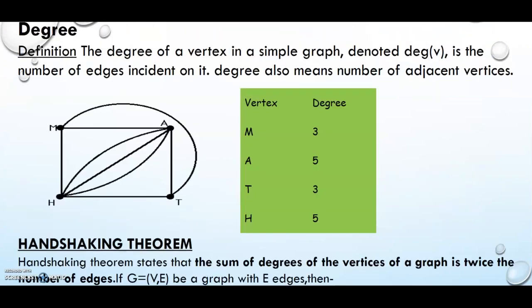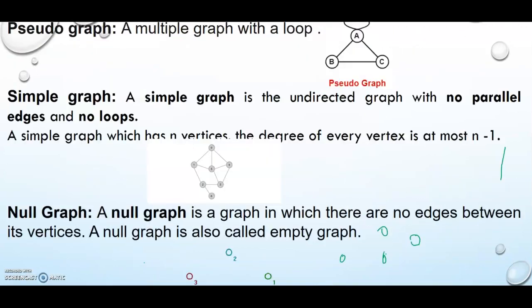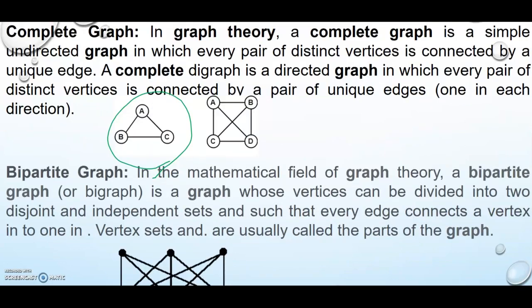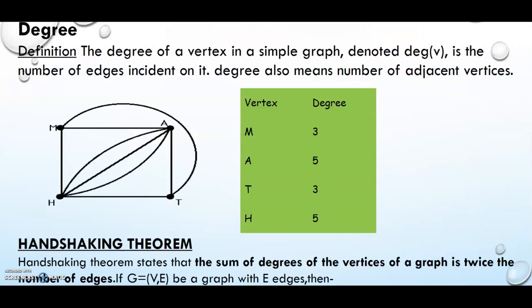What is a degree? How do we find the degree of a vertex? I already mentioned it previously: in a simple graph which has n vertices, the degree of a vertex is at most n minus 1. Now, how do we find the degree?